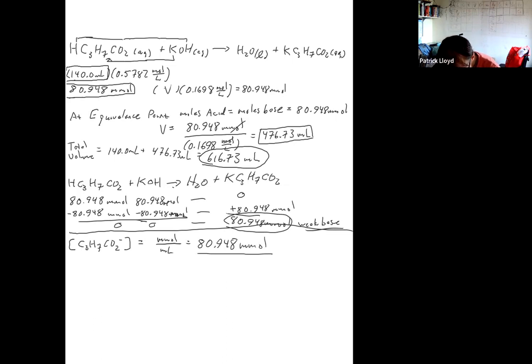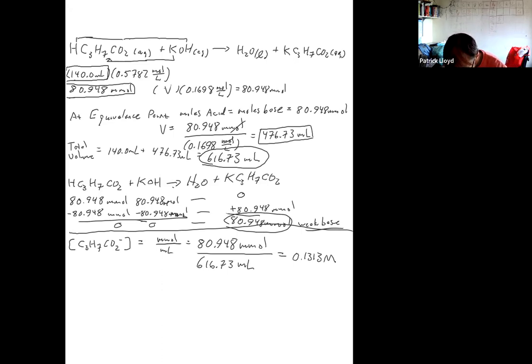And then the volume, see how I calculated that volume? I did it for a reason. This is where we're going to use it. Okay, so 80.948 divided by 616.73, 0.1313. Notice how I said, hey, that's molarity because the millis cancel, you have moles per liter.